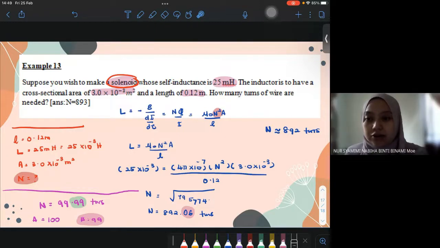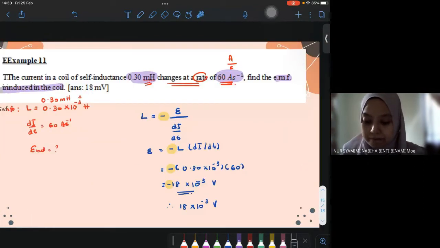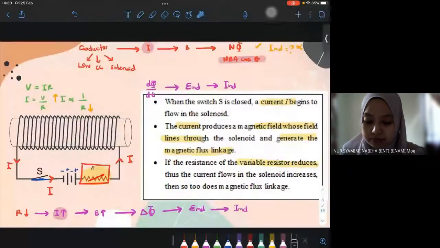Alright. Oh, saya tak launch tadi. Okay, so we have finished up until example 13. So kita dah settle for 5.3. Okay, so 1 jam sahaja. Ada soalan 5.3 pasal self-inductance? Ada soalan? Tiada, madam. Nak saya ulang sekali lagi macam mana proses ini terjadi?